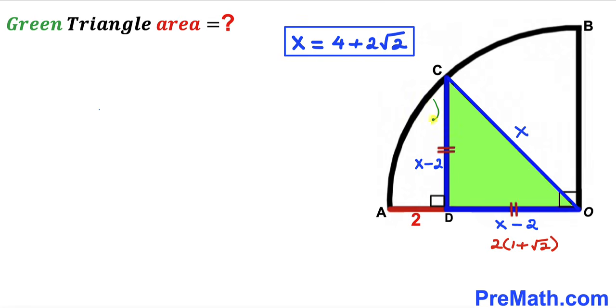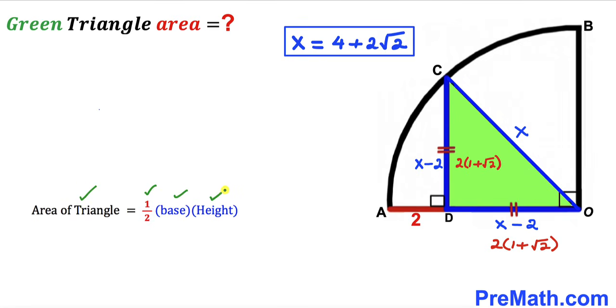And since this side length is equal to this side length, so therefore this CD side length is going to be 2 times 1 plus square root of 2 as well. And here's our final step. Now we are going to calculate the area of this green shaded triangle CDO. And now let's recall the area of triangle formula.